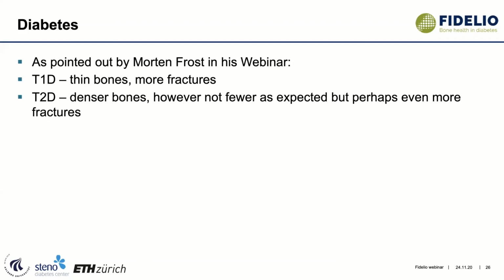Going into type 2 diabetes, the patients actually have denser bones, so we should expect fewer fractures because the bones seem to be good. However, we don't see fewer fractures, we may actually see more fractures, leading us to think, is this a matter of bone biomechanical competence or something else perhaps? Next slide, please.